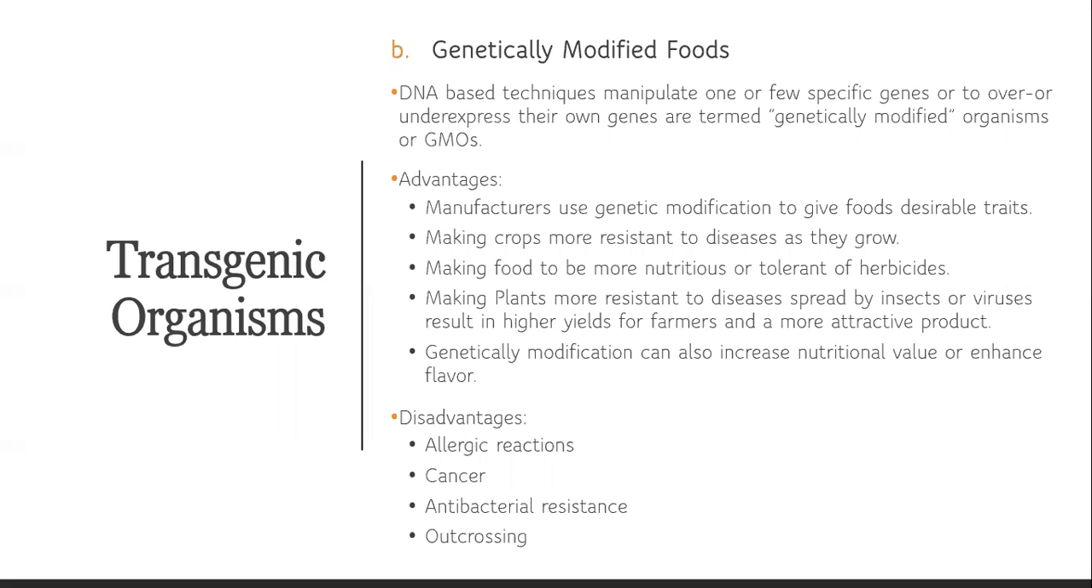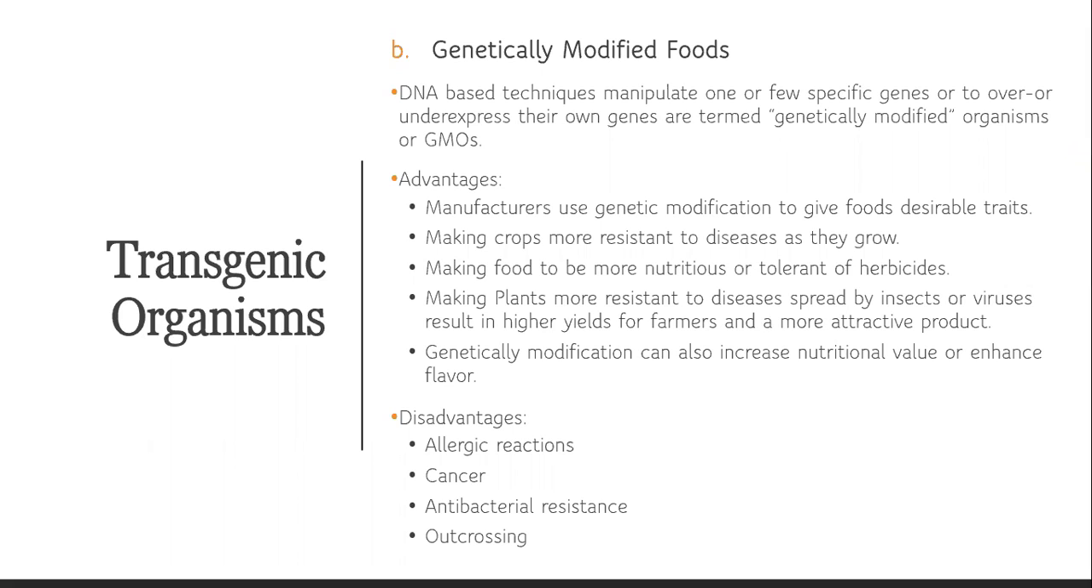So the manufacturers use genetic modification to give foods desirable traits, so making crops more resistant to diseases as they grow, more nutritious or tolerant to herbicides. It also makes the plants more resistant to diseases spread by insects or virus and results in higher yields for farmers and more attractive product, and can also increase nutritional value or enhance flavor. So what are the disadvantages? So it may cause allergic reaction.